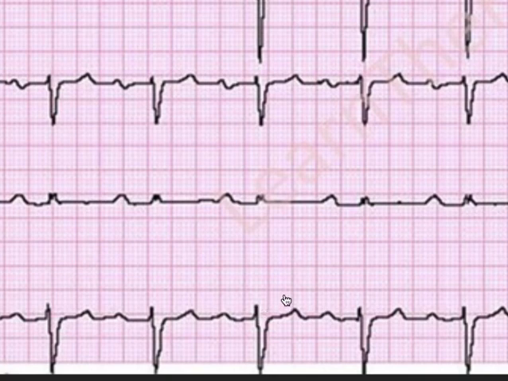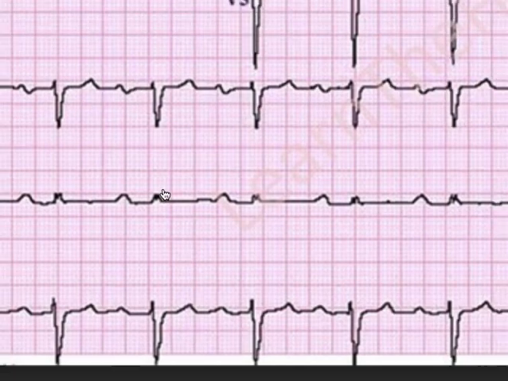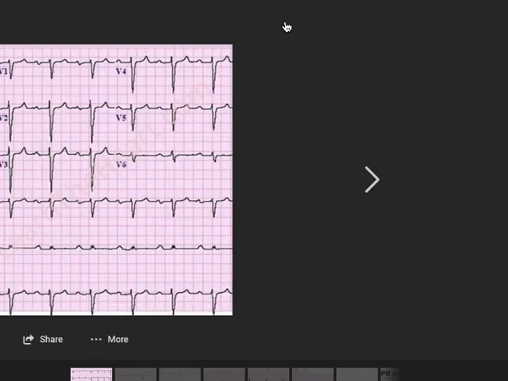So whenever the PR interval is more than five blocks, six blocks or more, it is one of the features of first degree heart block. But remember, all the PR intervals are the same. This one is similar to this one, similar to this one. So they all are the same, right?